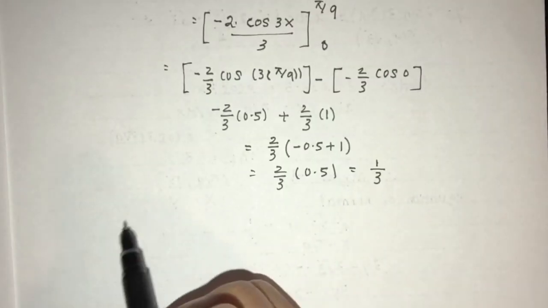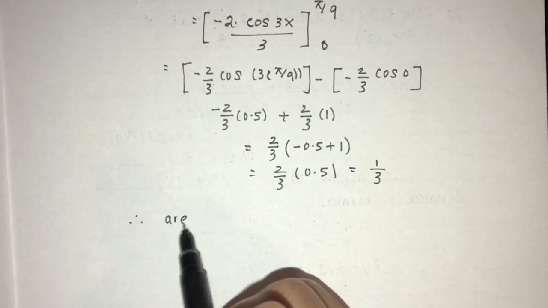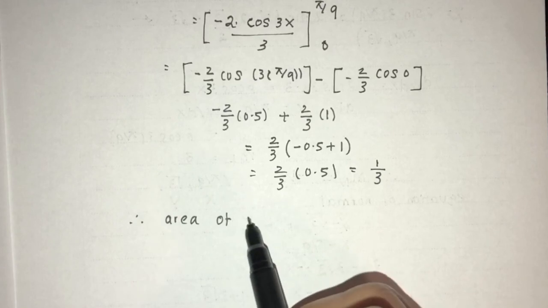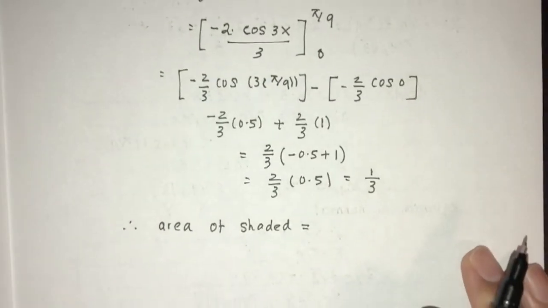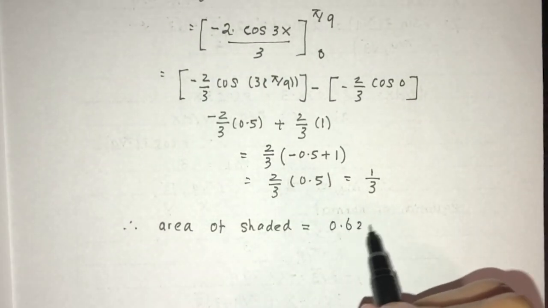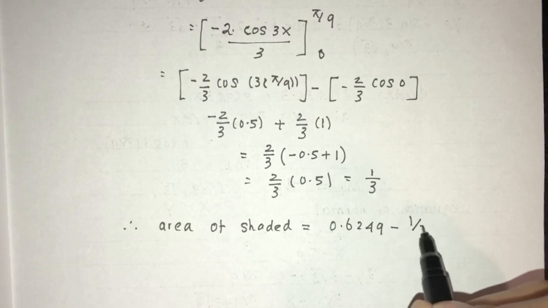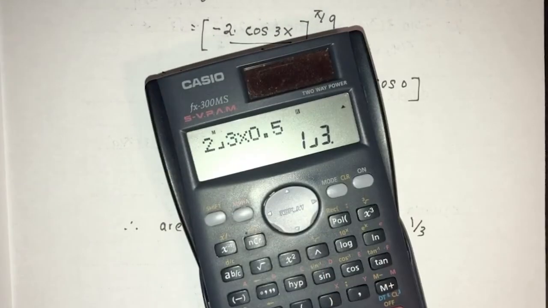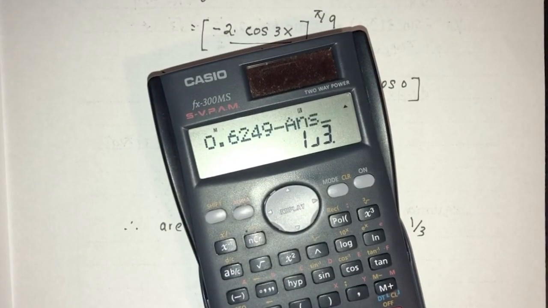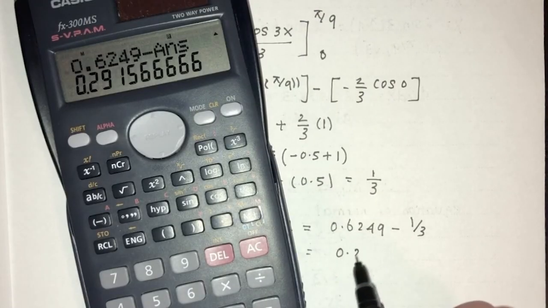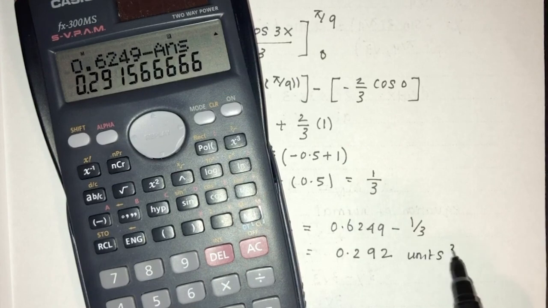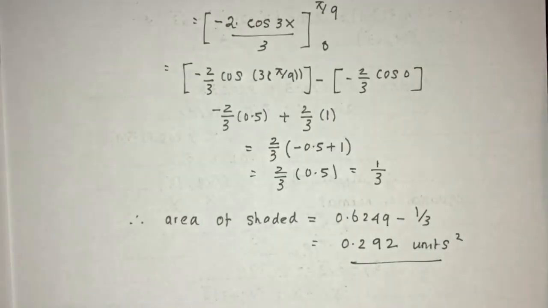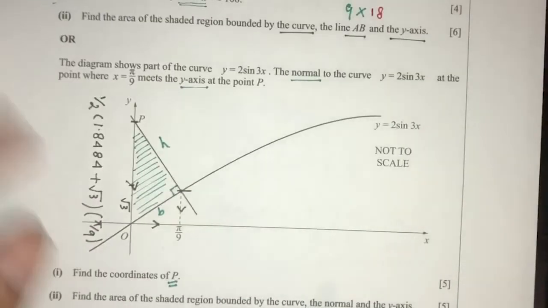So finally, the area of the shaded region should be the whole area minus the unwanted area. So 0.6249 minus 1 over 3. So 0.6249 minus that answer should be 0.292 units squared. Okay, that will be the area that we need to find.